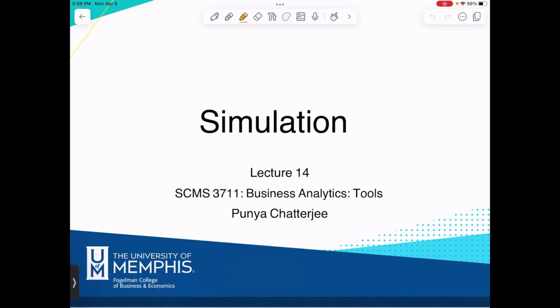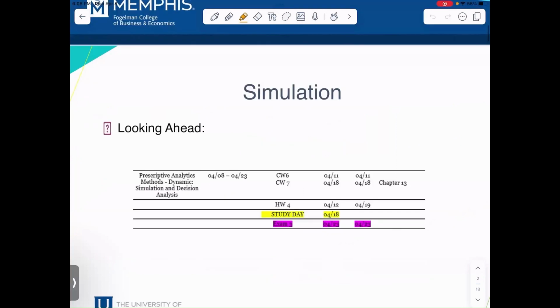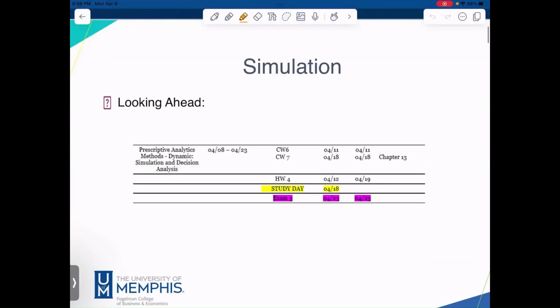I'm going to quickly introduce or reintroduce you to some concepts that you may already be familiar with. And then I have a how-to video posted on Canvas where you can see how to do a very short simulation in Excel. Next class, we will do a more complicated simulation where I will be present in class and we will go over that together. Just before we get started, I wanted to give you a heads up of what's looking ahead.